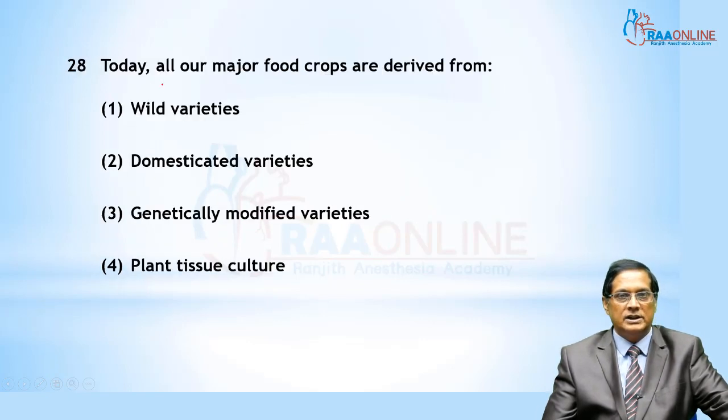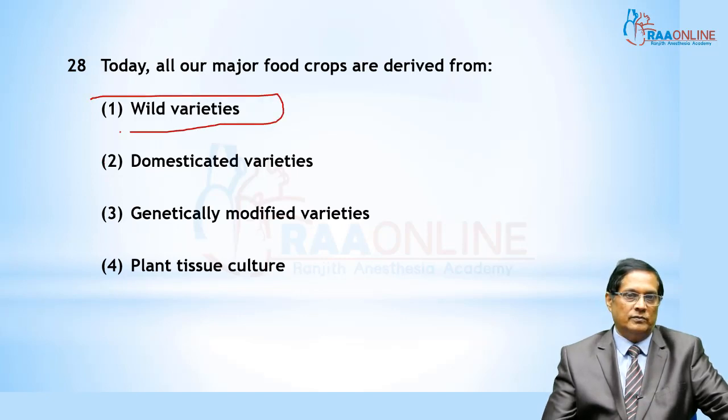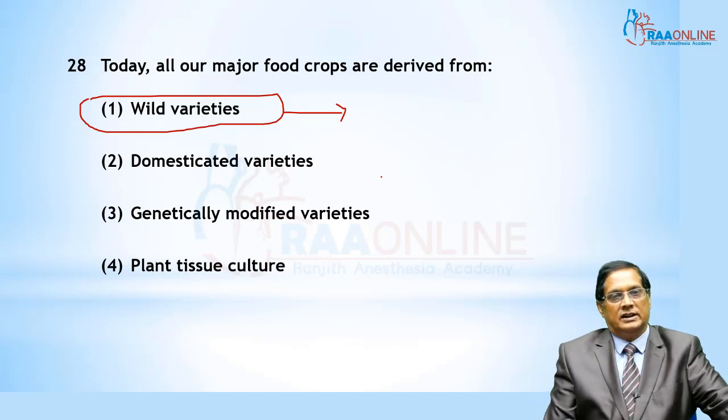And the last one: today's major food crops are all raised from their wild varieties. Domestication of these varieties is done, and it is still applied in plant breeding tactics.